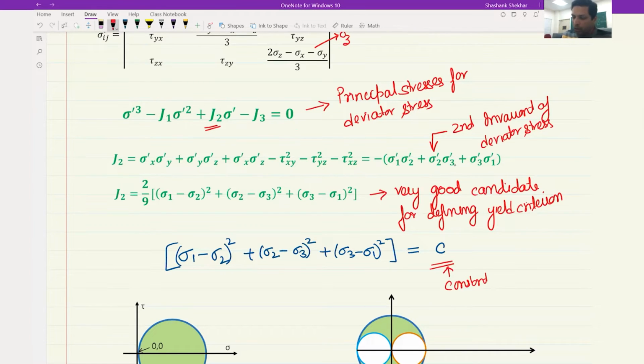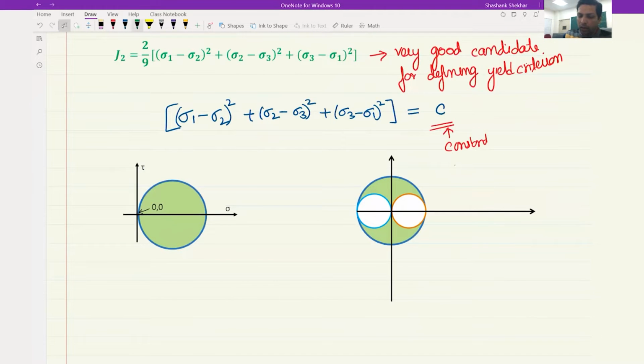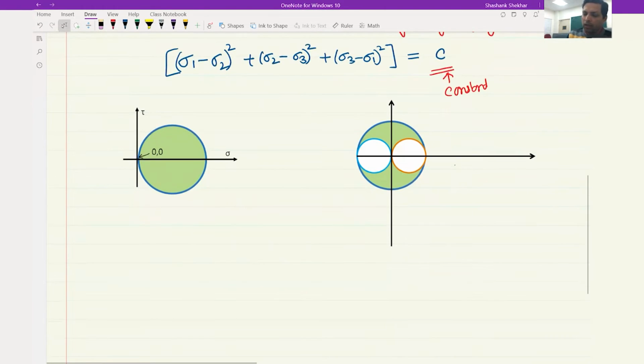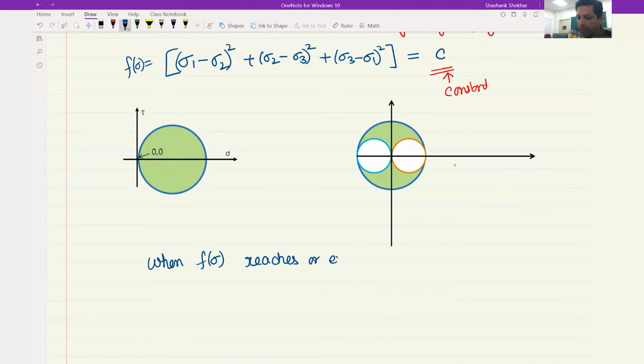Okay, and let me be precise, so that we understand: when this function, which is on the left, F sigma, reaches or exceeds a critical value C, then the material starts to yield.